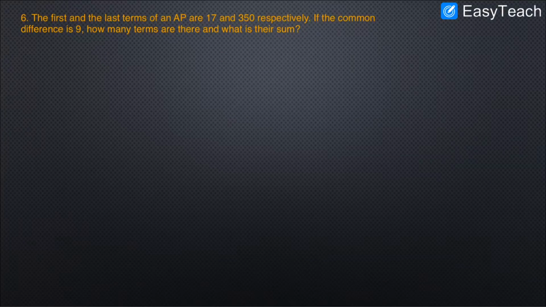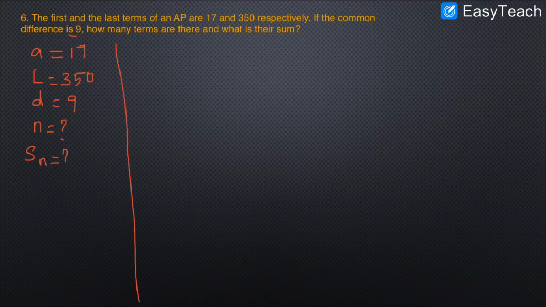Let's try the sixth one. The first and the last terms of an AP are 17 and 350 respectively. If the common difference is 9, how many terms are there and what is their sum? So what are the values given? Let me write the given data. a equal 17, the first term, the last term l is 350, and the common difference d equal 9. What we have to find: how many terms, so n equal what, and what is their sum, Sn. These are the two terms we need to find.